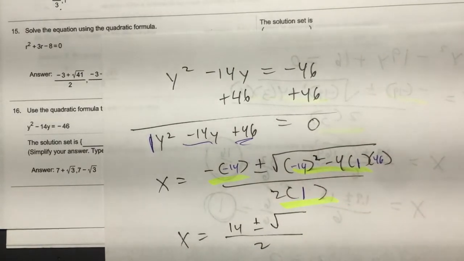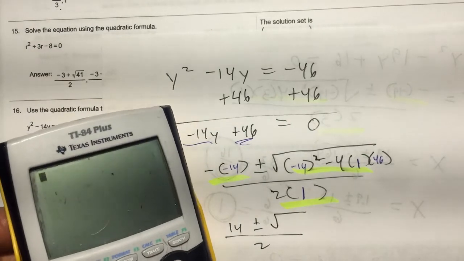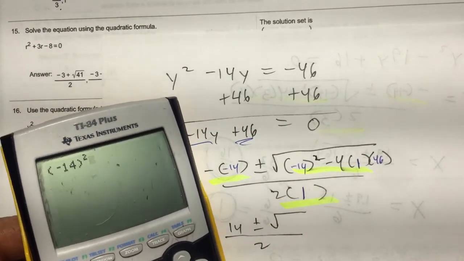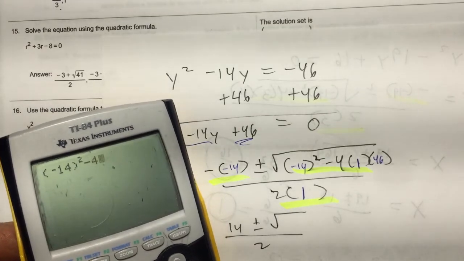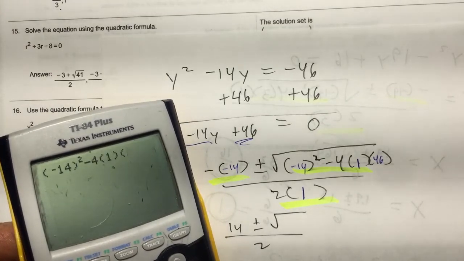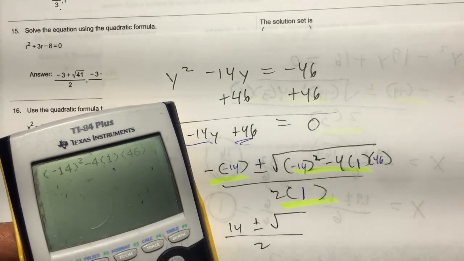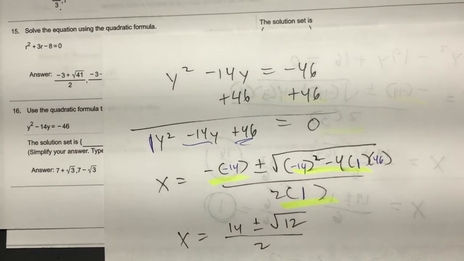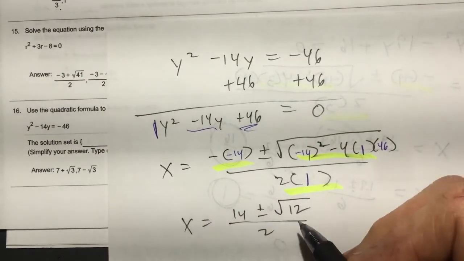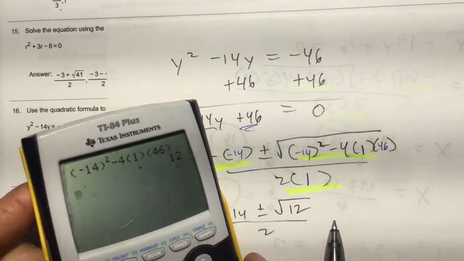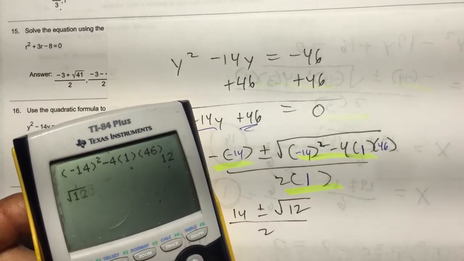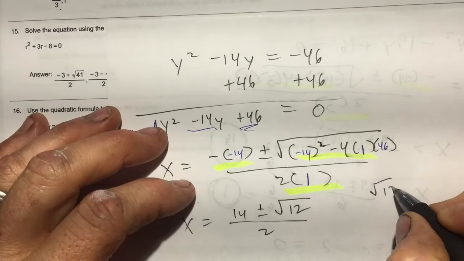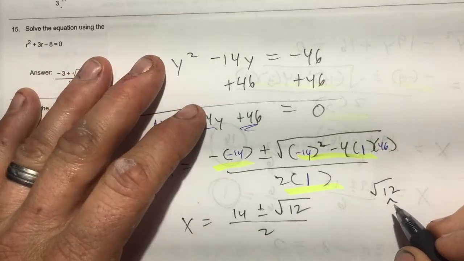In my radical, all right, let's get that calculator out again. Negative 14 squared minus 4, and I got a 1 in the parentheses, and I got a 46 in parentheses, 12. All right, so now I do the square root of 12. Look here, square root of 12 is not a perfect square, so we're going to have to try to break it down. So 12, you always start with 2.